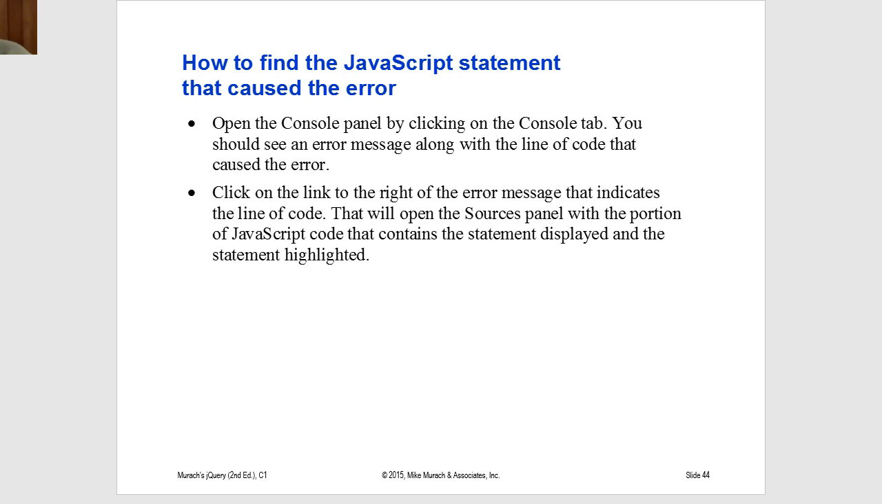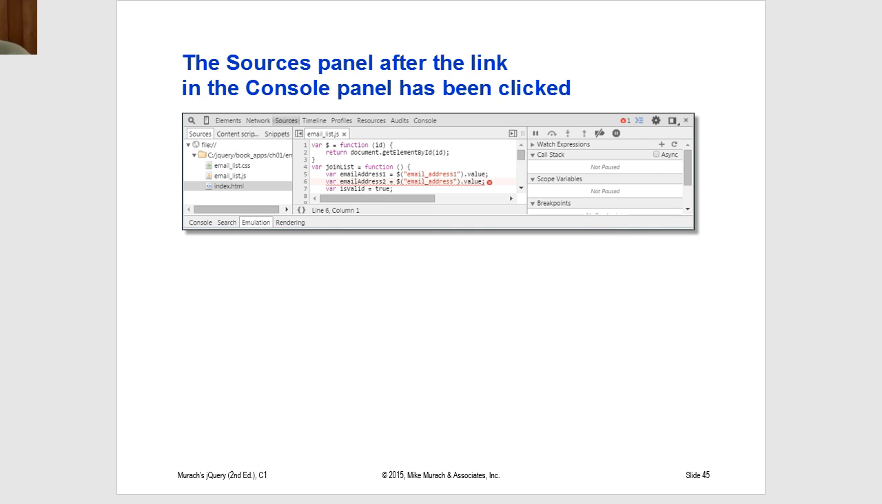So if you have an error in JavaScript, open the console panel by clicking the console tab, and you should see the error message along with the line of code that caused it. That usually gives you a hint where to look, what you have to type. Did you miss a semicolon? Click on the link to the right of the error message, and that indicates the line of code. That will open the sources panel with the portion of JavaScript code that contains the statement, with the statement highlighted.